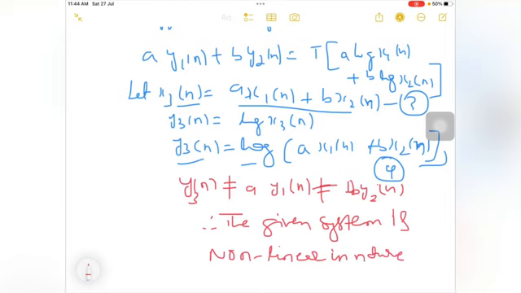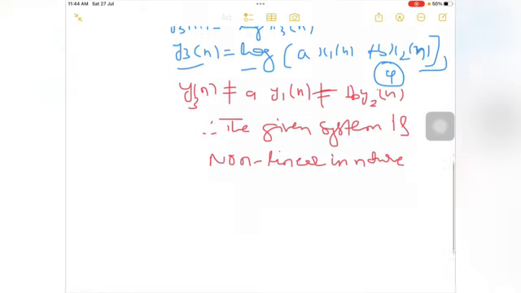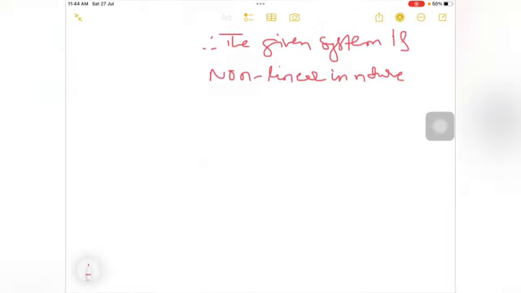This is the first condition. If it does not obey the principle of superposition, then it is called non-linear. Students, in any problem, the linearity property is the one you have to work out very carefully. The rest of the properties are very simple compared to the linearity property. Let us consider the second property, that is causality.